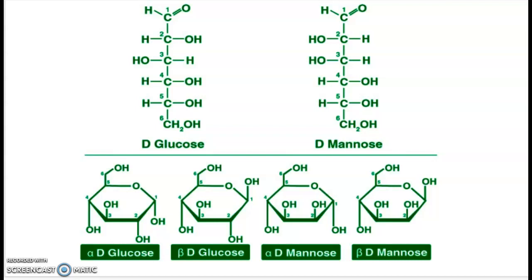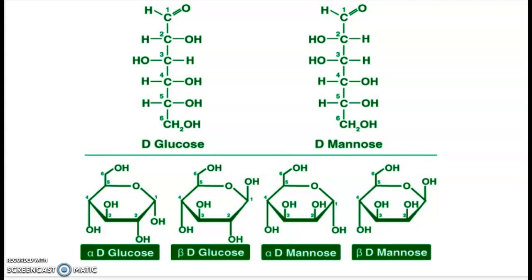Glucose and mannose are both hexoses. They have 6 carbons in each of them. So 6 is hex and ose is carbohydrate. So 6 carbon carbohydrates. There are a couple of common ways that we display the structure of a carbohydrate. One is to show it in the ring form, which you've already seen. And here are the ring forms for glucose and mannose.